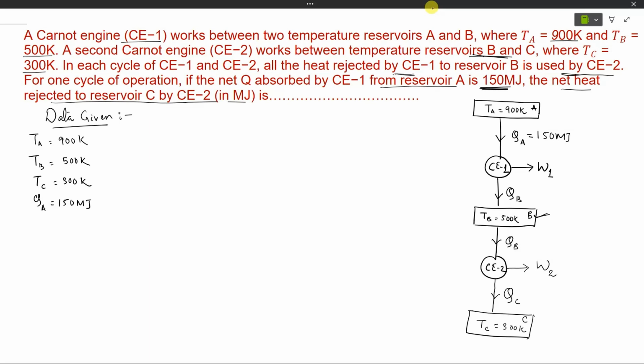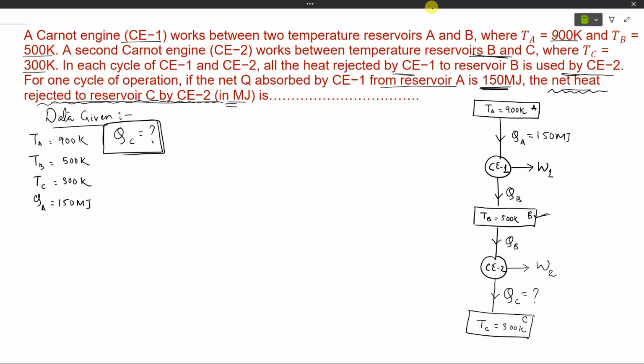Now the question arises: what are we going to calculate here for the given numerical? That is the net heat rejected to reservoir C by CE2 in megajoule. It means the heat rejected by Carnot engine 2, that is QC. So here we have to find out QC. Now let's approach towards the solution of the numerical.